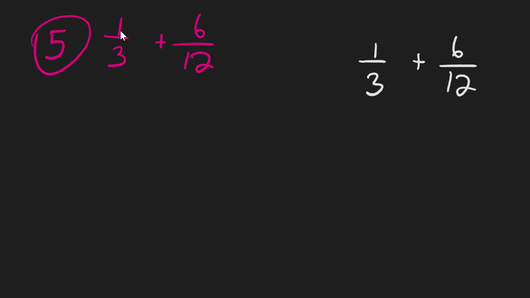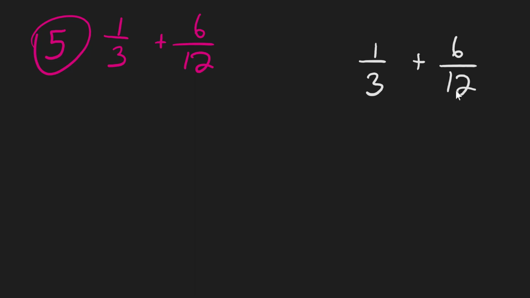So how do you add 1/3 and 6/12? Well, the first question we ask is, are the denominators the same? Because when we're adding or subtracting fractions, it's very important that the denominators are the same. So are the denominators the same? No, they're not. This denominator is 3 and this one is 12. And so to make these denominators the same, the first question we ask ourselves is, does this smaller denominator 3 multiply into 12? And the answer is yes, it does.